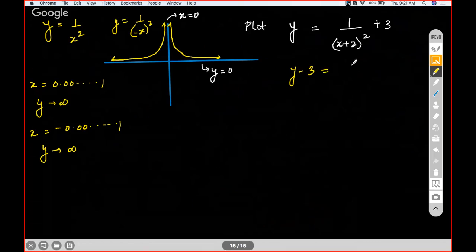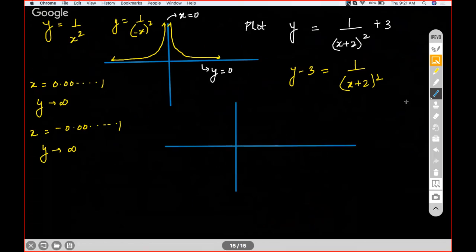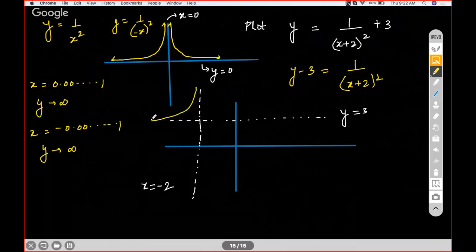So what would be the final shape of the graph? It's always advisable that you make the asymptotes first. So the horizontal asymptote will be y equal to 3. The vertical asymptote will be x equal to -2, correct? So you just have to shape the graph near about these two lines. So basically it will be this. Understood?